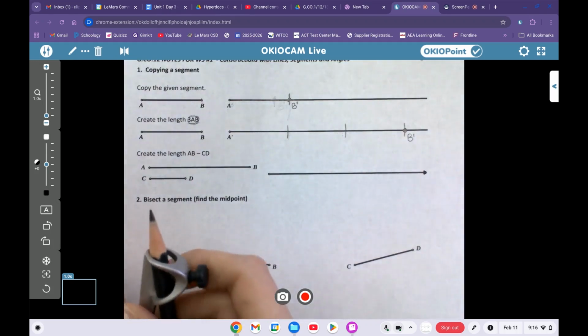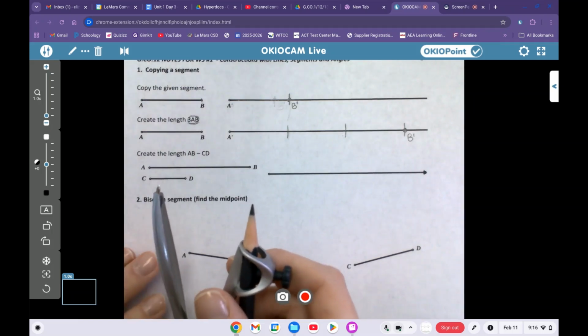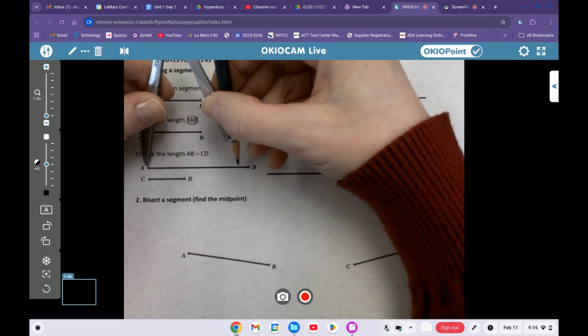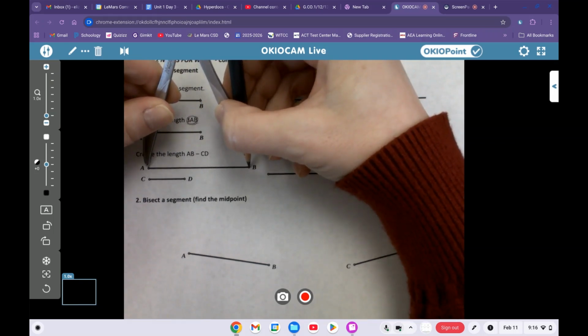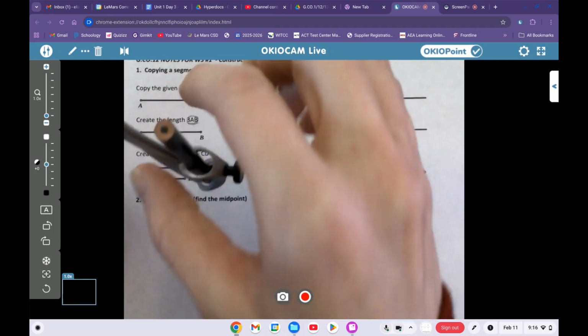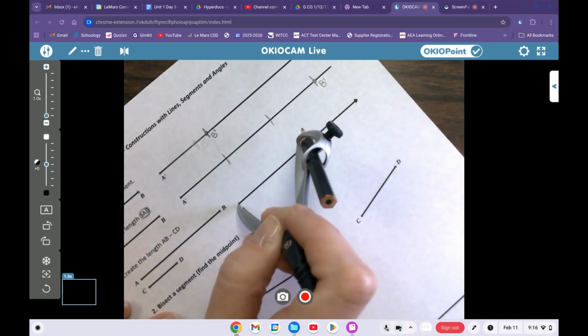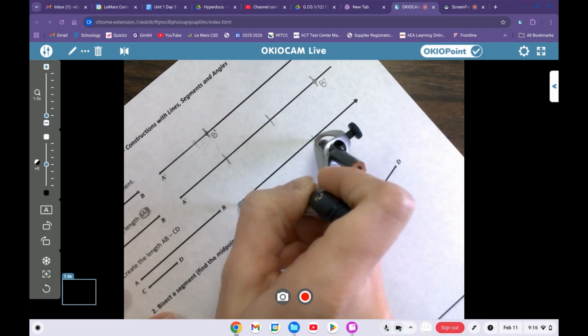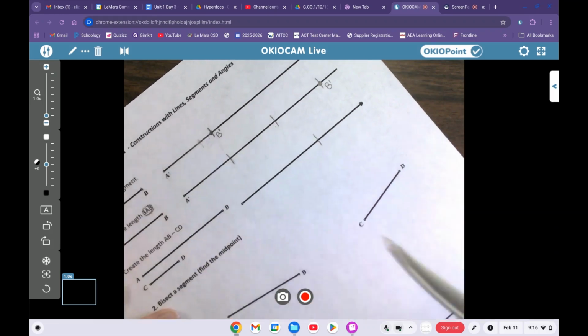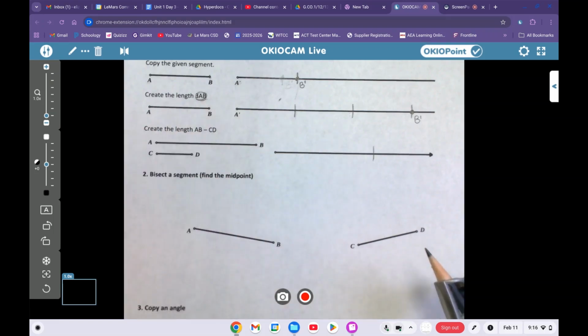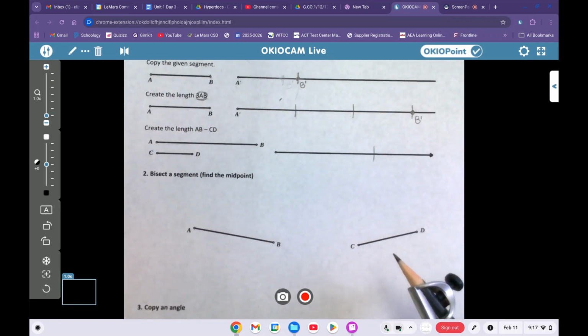Okay, so I heard you say measure AB first, right? Okay, so I'm going to do that. I'm going to go A to B. Okay, and then you want me to put that over here? All right. So that would be AB from this dot here to that mark. And then what do you want me to do?